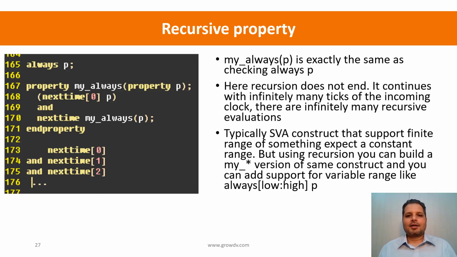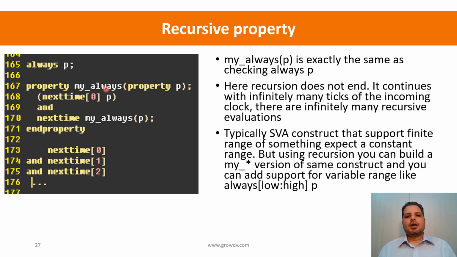Okay, let's look at an example of a recursive property. Let's say I have written always p. What this would mean is that on all of the sampling events I'm using, the value of p must hold. That's what always p would mean. And if I were to write an equivalent version of it using recursion, it would look something like this.